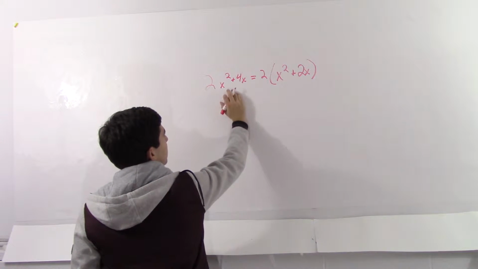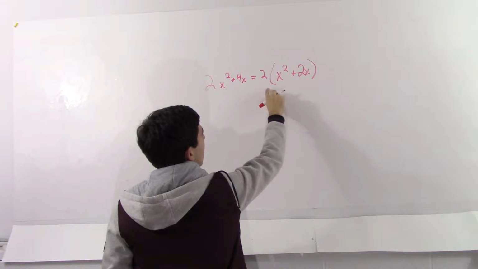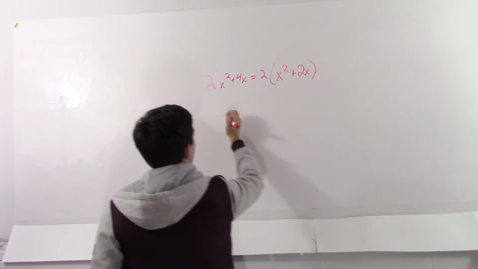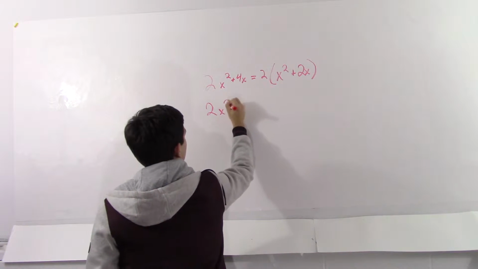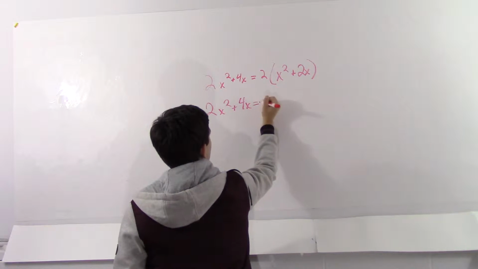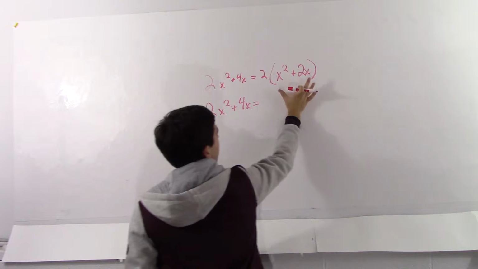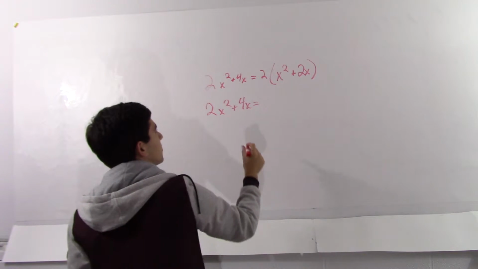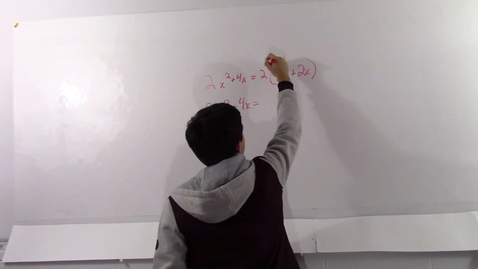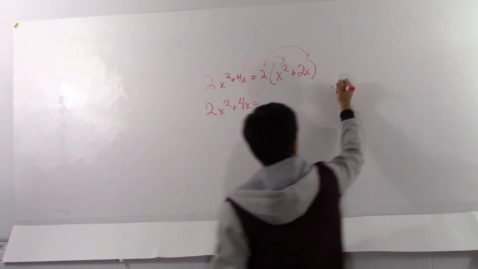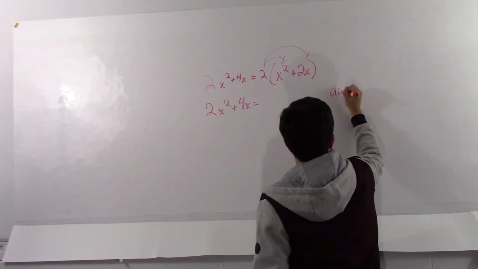We have 2x squared plus 4x equals 2 times x squared plus 2x. Well, I'm just going to bring this down. Let's try working with this first. Well, I see that we have a 2 and we have a polynomial in parentheses. Why don't I try distributing it? And I'll write I did the distributive property.